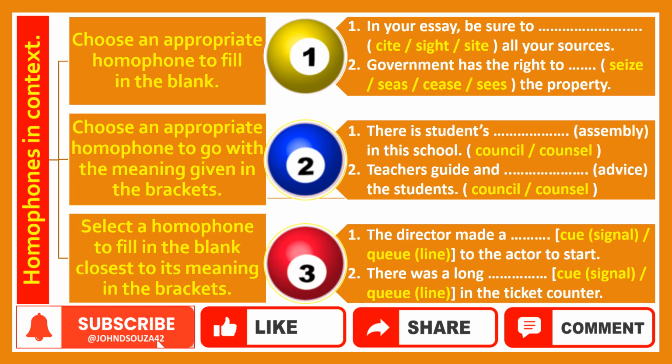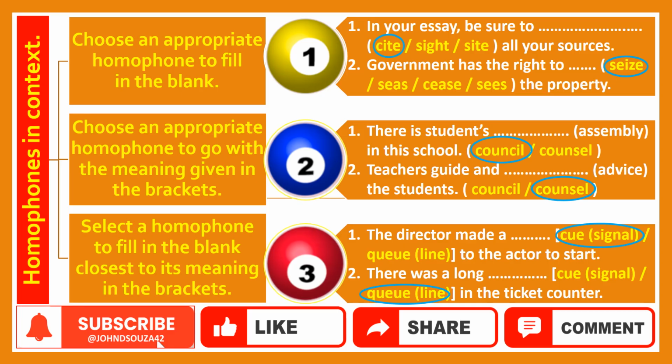Using appropriate homophones to match the context. For the first set of sentences, sight and sees. For the second set of sentences, counsel, which means assembly, and counsel, which means advise. For the third set of sentences, cue, which means signal, and cue, which means line.